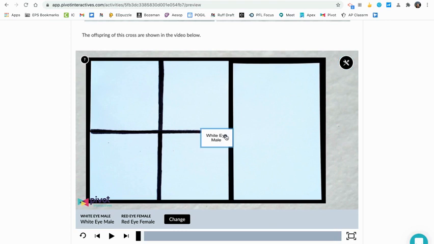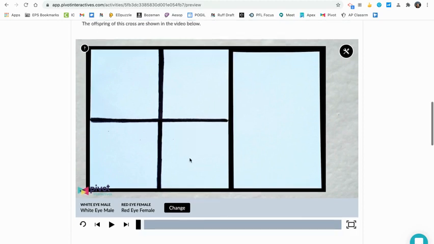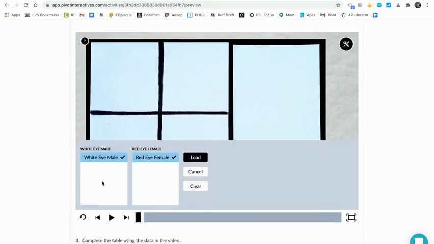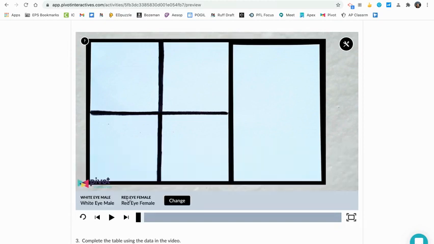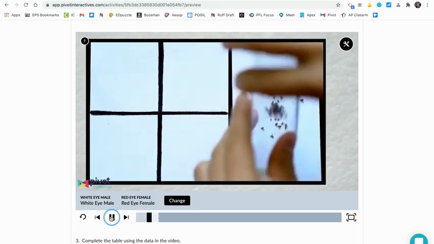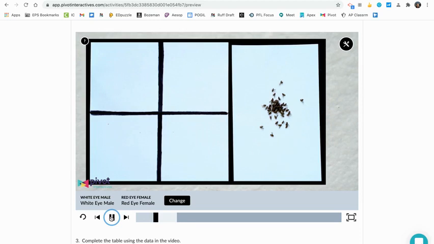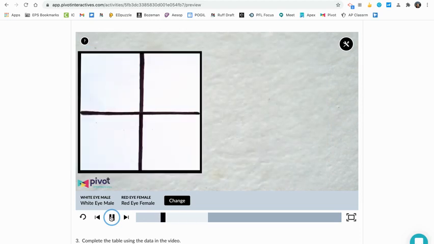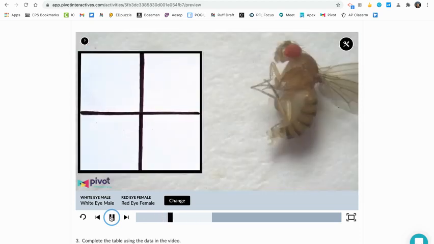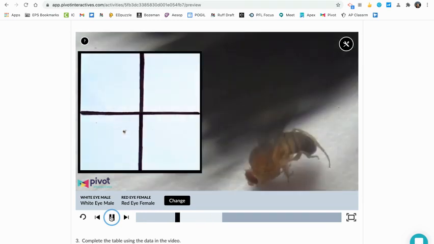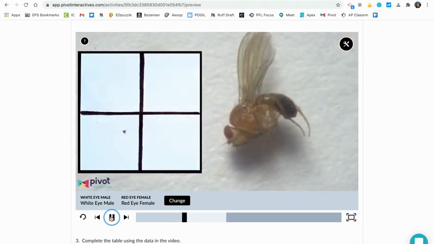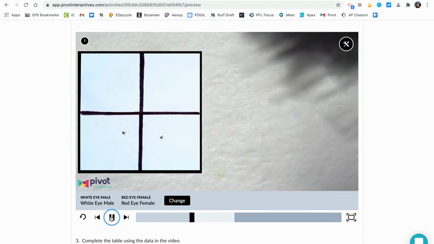I'm going to get rid of mine. Oh, I got a whole stack of them. So you're supposed to put them in the boxes here. Okay, so then you're crossing a white-eyed male and a red-eyed female. So we're going to load that, and then we're going to hit play. And they dump a bunch of flies out. They're sleeping, usually. They're not dead. Oh, yeah, see, they're sleeping. You can see their legs and wings moving a little bit. So they're putting them in.